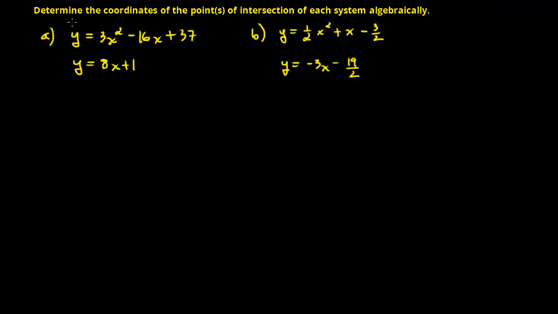Hi, in this video we look at an example where we're asked to determine the coordinates of the points of intersection of each system algebraically. So we have a parabola, y is equal to 3x squared minus 16x plus 37, and y is equal to 8x plus 1, which is a line. So we're going to determine the coordinates of the points of intersection algebraically. To do so, we can solve this system using either substitution or elimination.